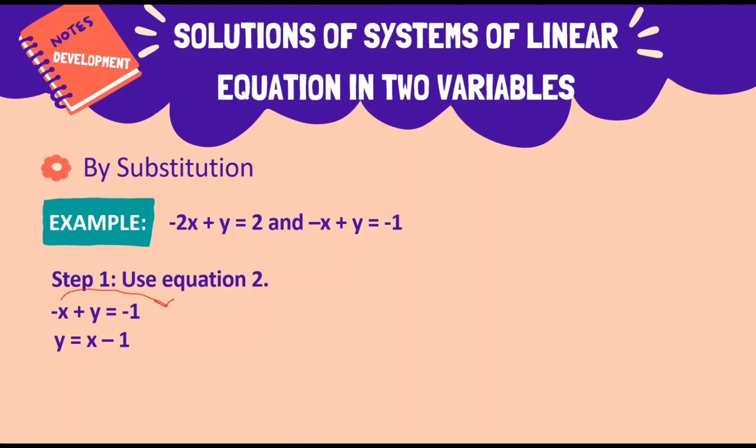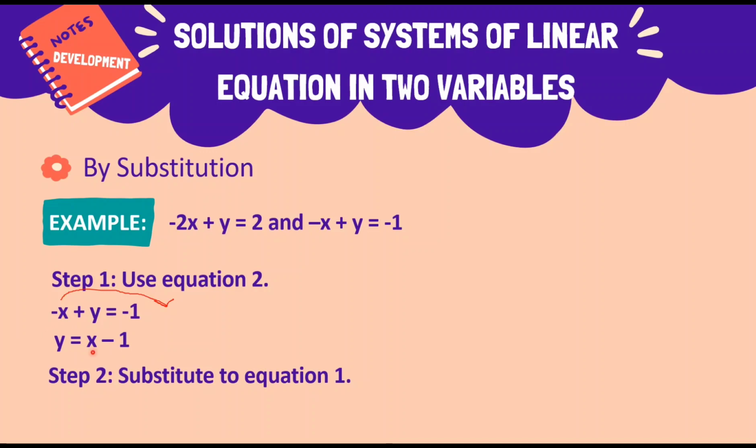So ano nangyari? So since transpose natin siya sa kabila, it becomes positive. So since siya ay negative, it becomes positive. So we have y is equal to x minus 1. Iniuna lang natin yung variable dito kay negative 1. So kung mapapansin nyo, it does not affect the equality of the equation. So therefore, ang value ng y natin in terms of x ay y is equal to x minus 1. Okay, so let us proceed to our step 2. Step 2, substitute to equation 1.